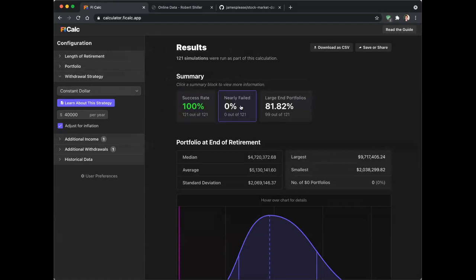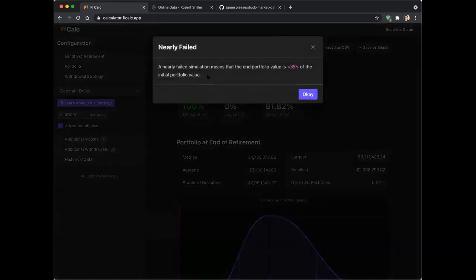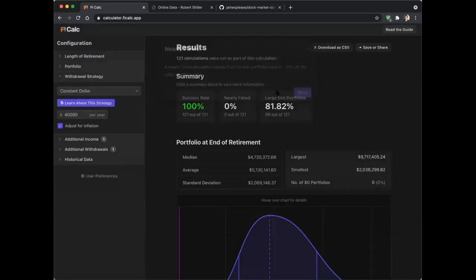Now, that doesn't tell the full story, and that's why I introduced these two other values that might be of interest to people. The first is this idea called nearly failed. If you click that, you can see what that means: the end portfolio value is less than 35% of the initial portfolio value. The reason I added that is because if I was toward the end of my retirement, and my portfolio value was almost a third of what I started with, I might be a little bit concerned. So I think that's a piece of information people would find meaningful, but it was not captured in those studies.